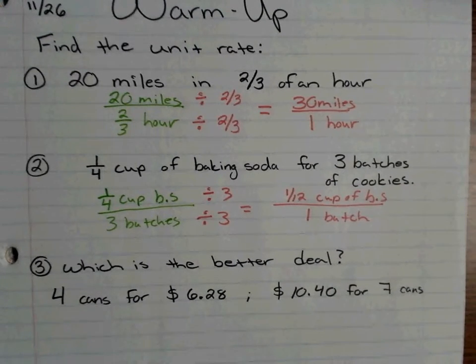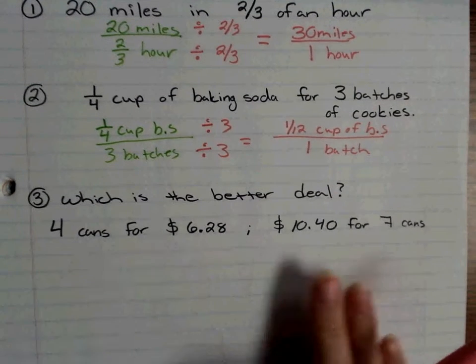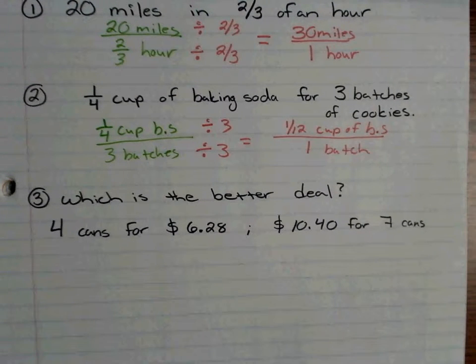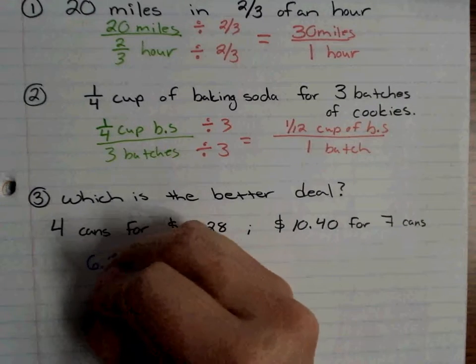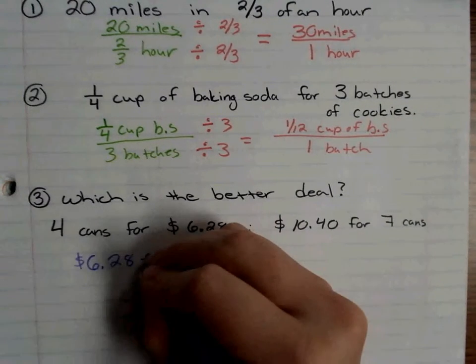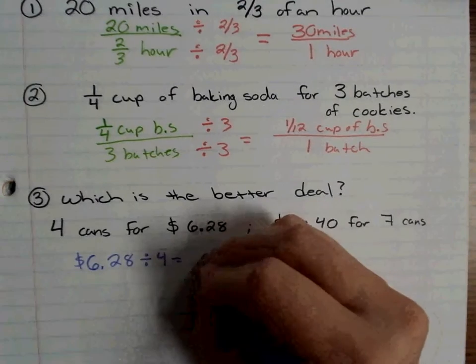For problem number 3, which one of these is going to be the better purchase? Like a better deal. It's going to wind up being cheaper in the long run. Ken? What did you get for the price per can? Remember, we always do money divided by items. So you should do $6.28 divided by 4, and that's going to give you $1.57 per can.